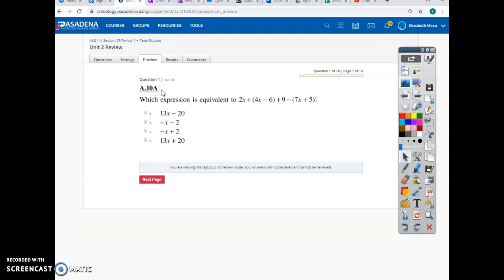So I'm going to do 8 problems with you. Pay attention so that you are able to do the rest of them by yourself. So this question, problem number 1, is asking for an equivalent to this. Do you see an equal sign anywhere on there? ¿Hay un igual?